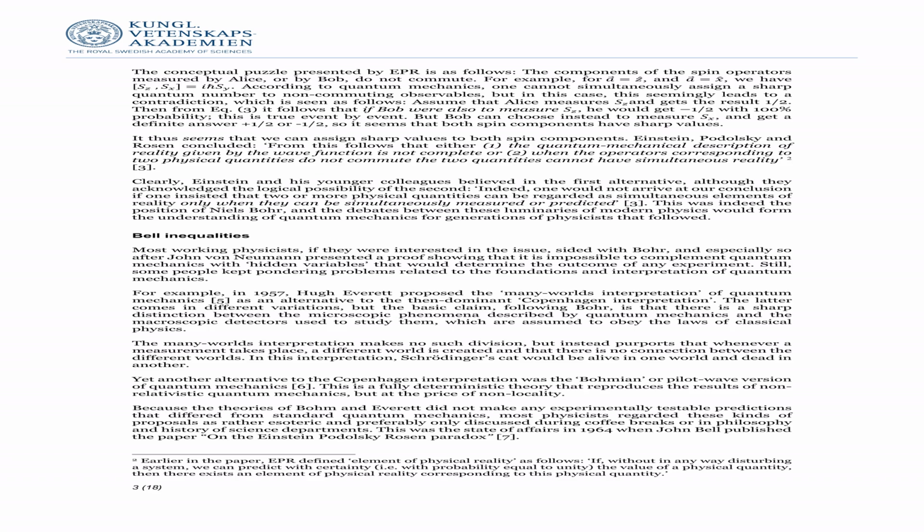According to quantum mechanics, one cannot simultaneously assign a sharp quantum number to non-commuting observables. But in this case, this seemingly leads to a contradiction, which is seen as follows. Assume that Alice measures S_z and gets the result 1/2. Then, from equation 3, it follows that if Bob were also to measure S_z, he would get −1/2 with 100% probability. This is true event by event.